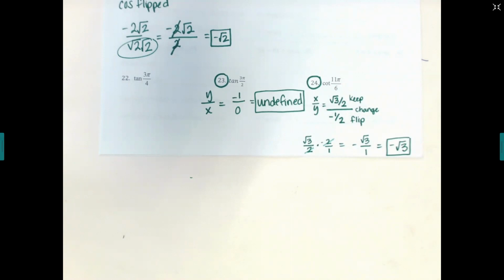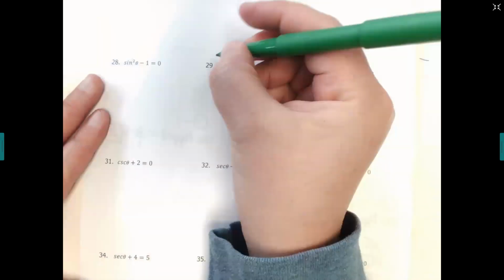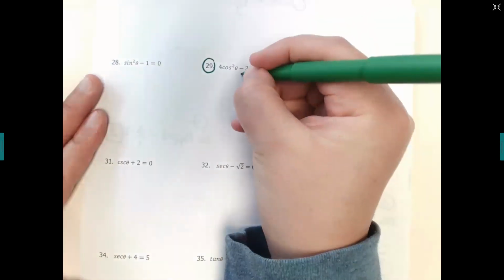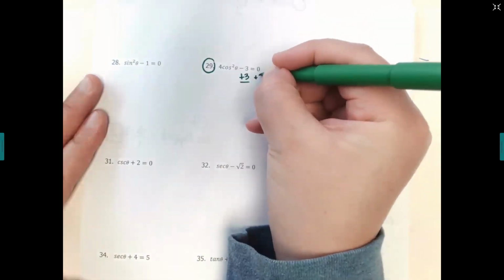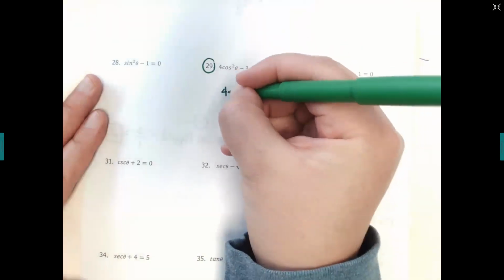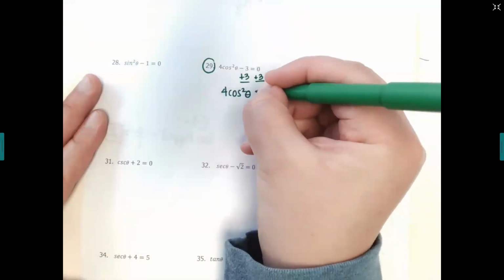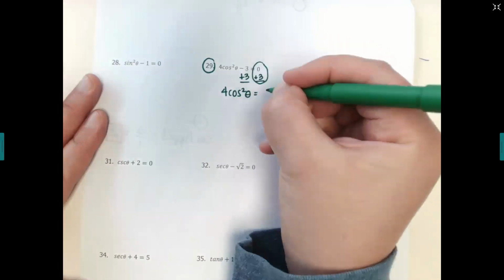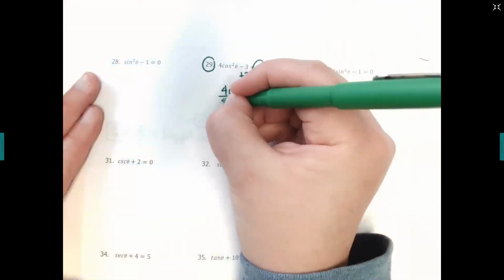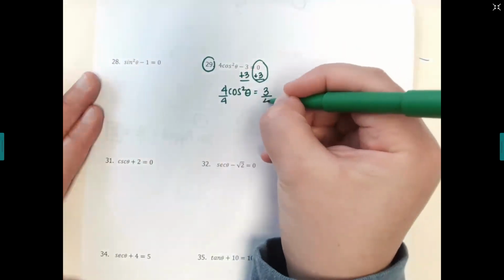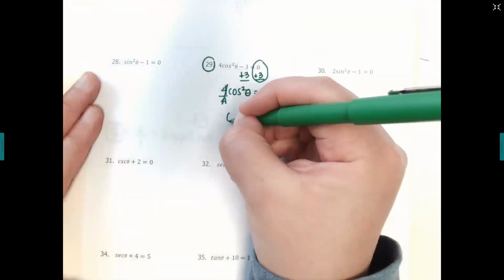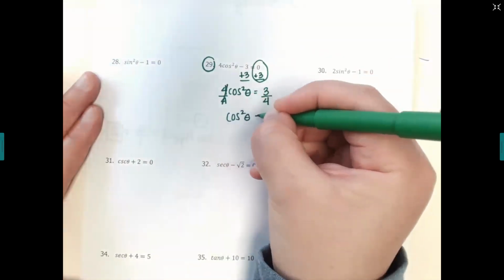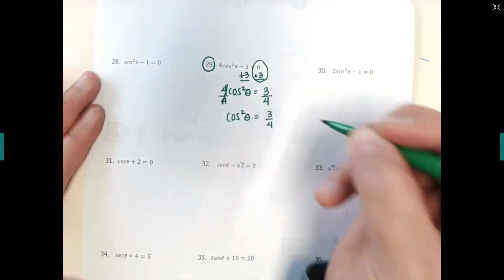Let's do number 29. What do you think we should do first? Okay, add the 3. So I'm gonna add the 3 across. That gives me 4 cosine squared theta equals 0 plus 3, which is now a 3. Next step, what do I do? Divide by 4. Remember, you can't get rid of the squared if there's a number in front. You have to get rid of that number first. So I have cosine squared theta equals 3 over 4.